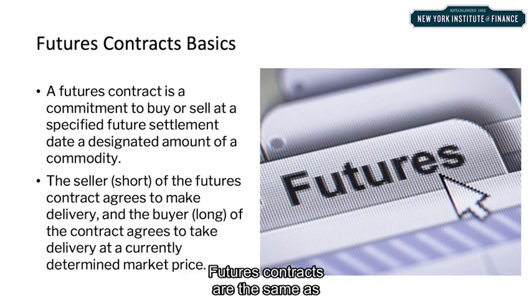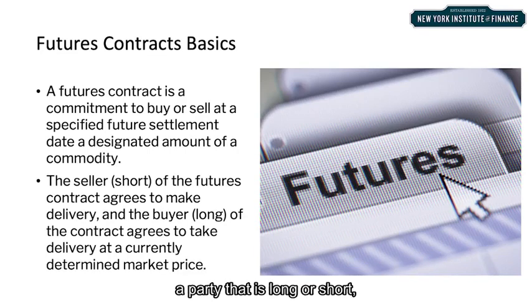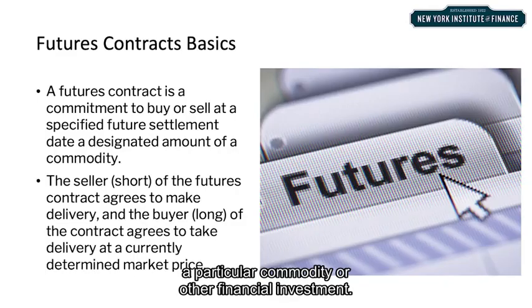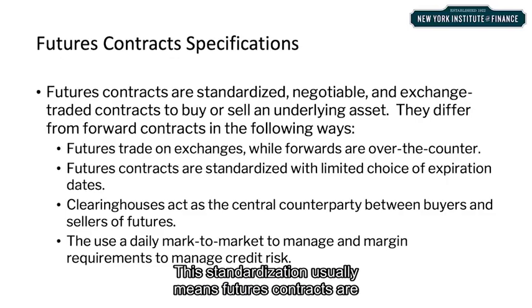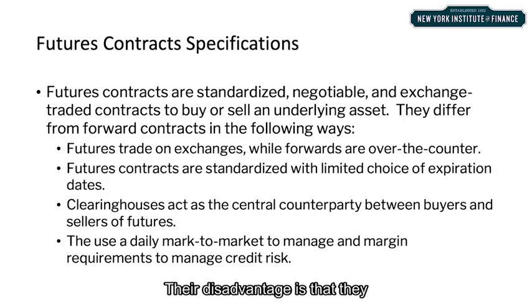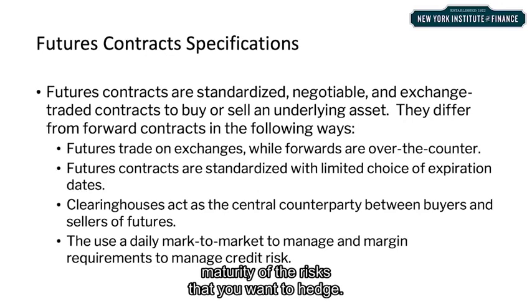Futures contracts are the same as forward contracts, where you have a party that is long or short agreeing to buy or sell a particular commodity or other financial investment. Unlike forward contracts, futures have standardized contract specifications and settlement dates and trade on exchanges. This standardization usually means futures contracts are more liquid and cheaper to trade than forward contracts. Their disadvantage is they can't be customized to match the exact size and maturity of the risk that you want to hedge.